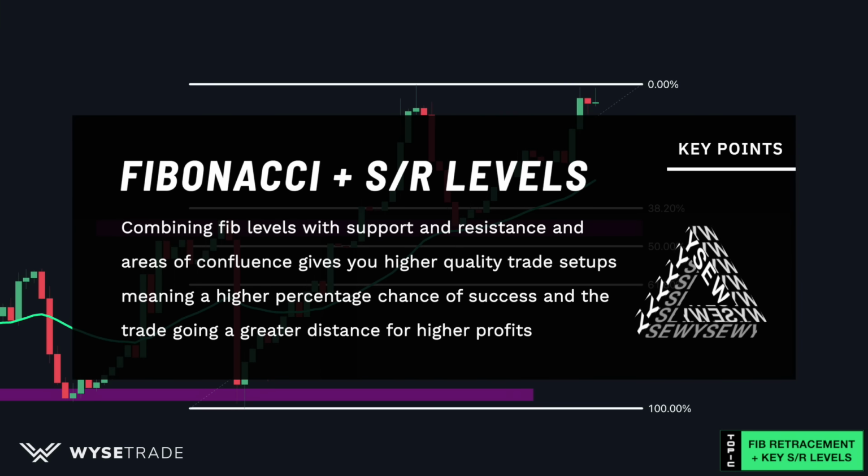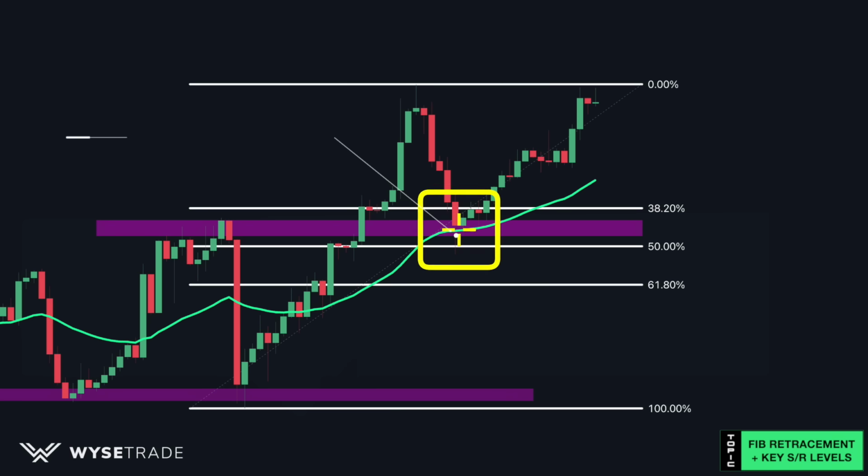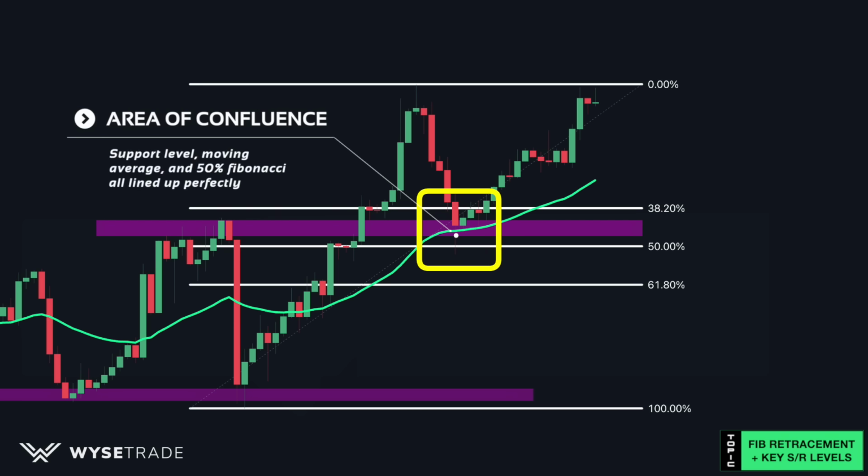Combining Fib levels with support and resistance in areas of confluence gives you higher quality trade setups, meaning a higher percentage chance of success and of the trade going a greater distance for higher profits. So this reversal point here gives you a key level.